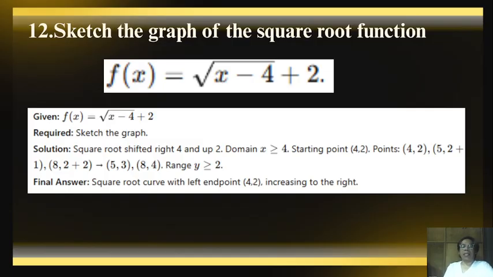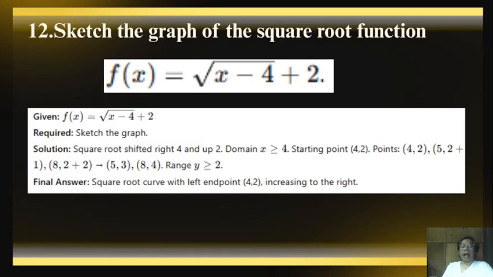And then our starting point would be (4, 2). How did we get (4, 2)? So x minus 4 equal to 0, so you get 4 there as the abscissa. And our k is 2. That's why our starting point would be (4, 2).